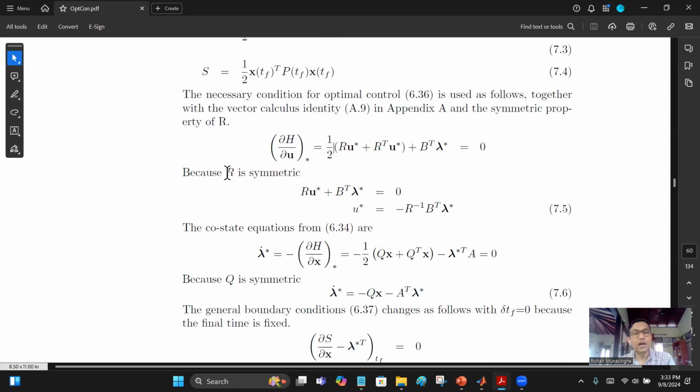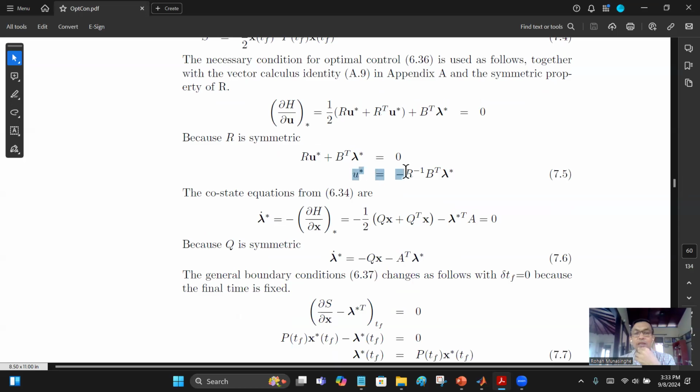And we know that R is a symmetric matrix. So R and R transpose are equal. If you have a symmetric matrix and you take the transpose, it will still be the same. So there's no R transpose, it is just R, so that this becomes just R U star. There's no half. They're added together. And there you are. You can get this equation, 7.5: U star is equal to minus R inverse B transpose lambda star. This is your optimal controller.